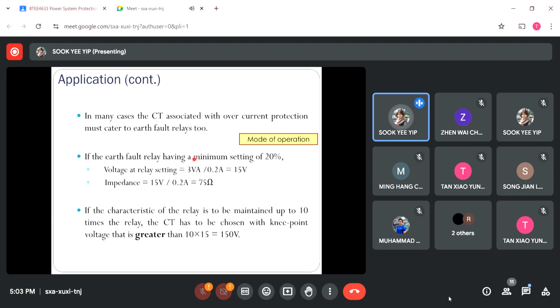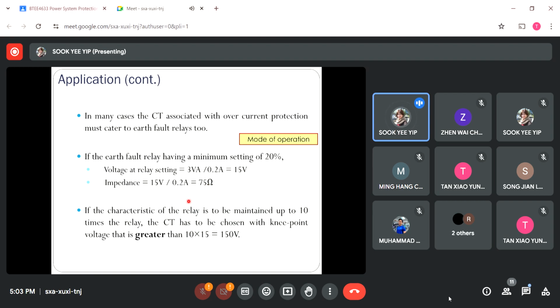So 3 watt-amperes divided by 0.2, which is 20% of 1 amp. That's how I get 0.2 amp. So you'll find that the voltage drop across the earth fault relay will be 15 volts. Okay, so what would be the impedance value with this setting? Same, Ohm's law: 15 volts of voltage drop across it divided by the current flow. So this earth fault relay will give me an impedance of 75 ohms.